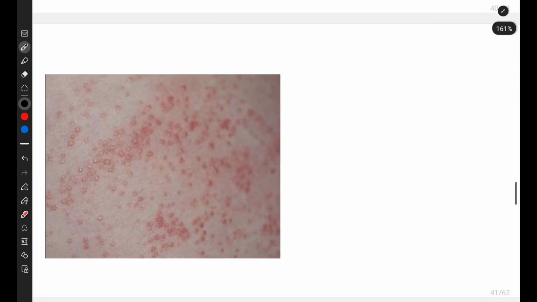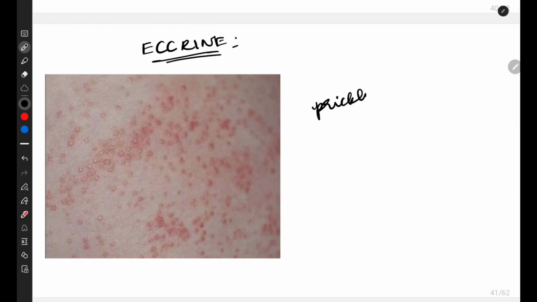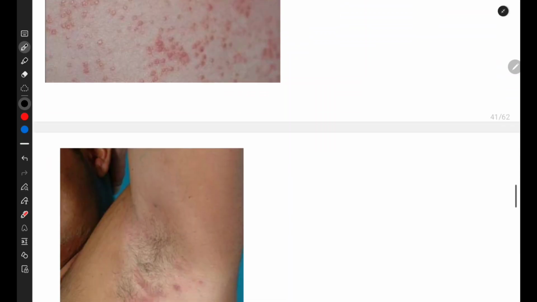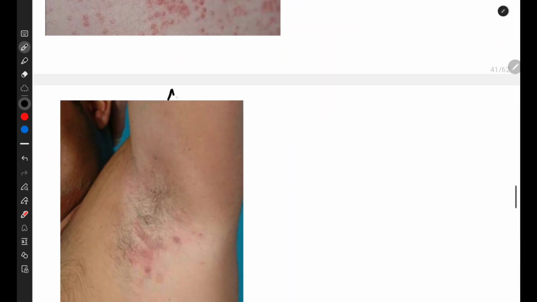Okay, then after nails we'll come to diseases of sweat glands. First we'll be seeing about eccrine sweat glands. In eccrine sweat glands, the most common seen is prickly heat, also called miliaria, due to blockage of the eccrine sweat glands.